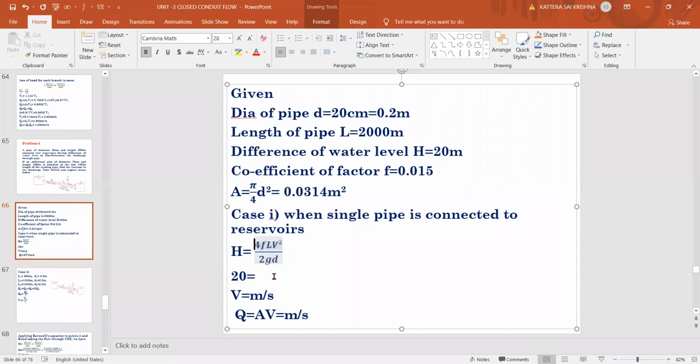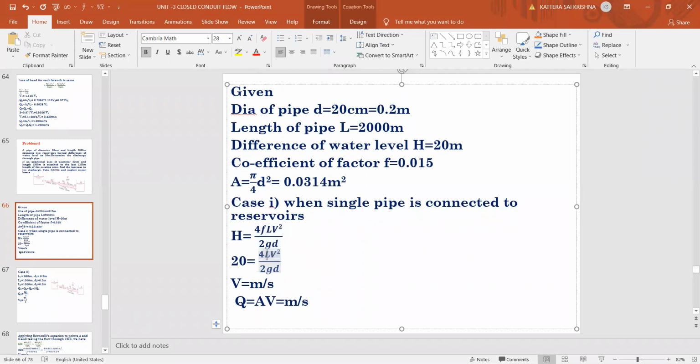Okay, so substitute all the values. So 4 into what is the F value? 0.015 into the L value, which is 2000 meter. 1000 into, we don't know V square, so let it be V as it is. Next, 2 into 9.81 into the diameter of the pipe, which is 0.2 meter. So from this you can find V.